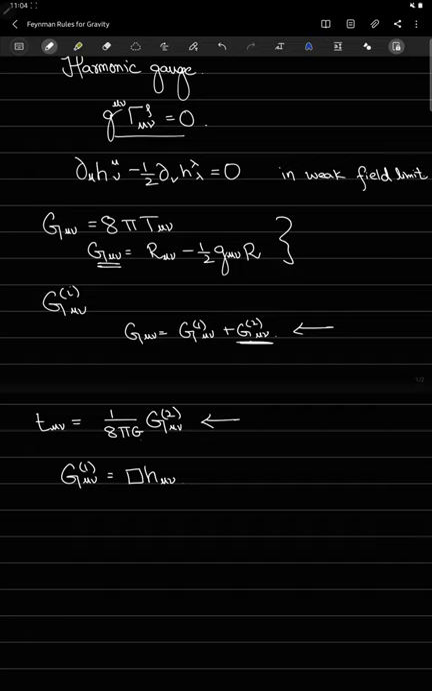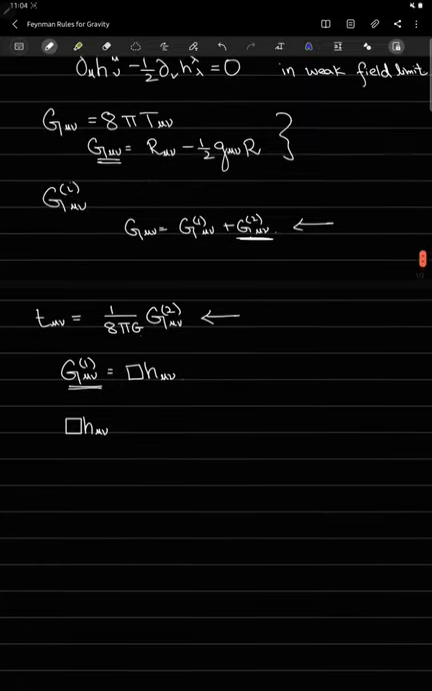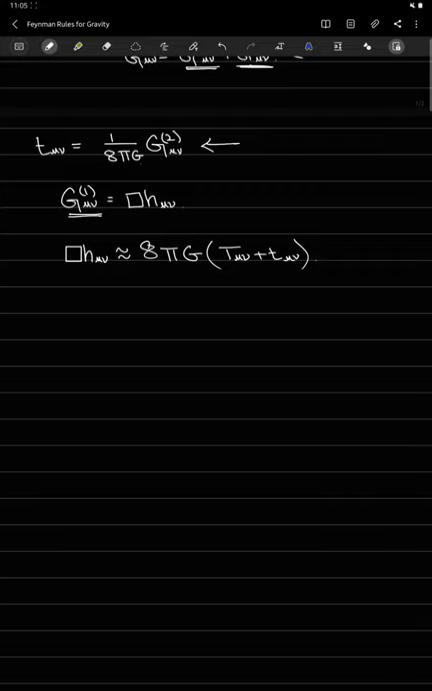Okay, so if I do that, I'll get the d'Alembertian on h mu nu, which is approximately equal to 8 pi G times T mu nu plus t mu nu. So now you can see somewhat of a similarity between these two tensors, right? And I'm just going to get into what these are. Hence, the higher powers of h mu nu serve as a source of h mu nu itself, which, by the way, is in complete agreement with Einstein's equivalence principle, right?